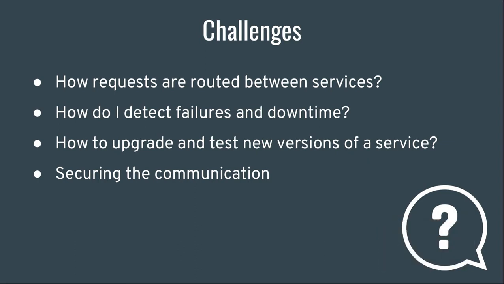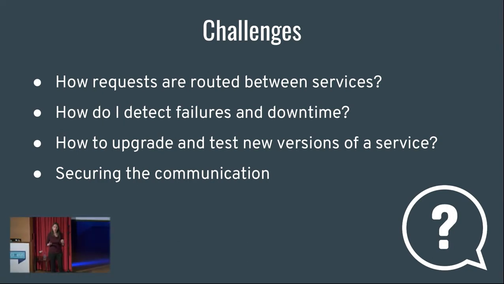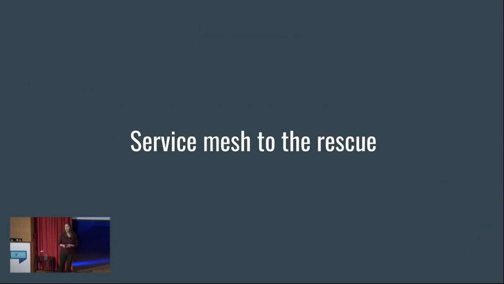So here are my challenges in this containerized environment at the moment. How do I route requests, because we have many more network calls than we had with the monolith? How do I detect failures and downtime? And how do I upgrade and deploy newer versions of the service without causing downtime to the system at the same time? And also security sometimes matters a lot, so I would like to secure the entire system and the communication between the services. And this is where service mesh came in to solve those challenges.